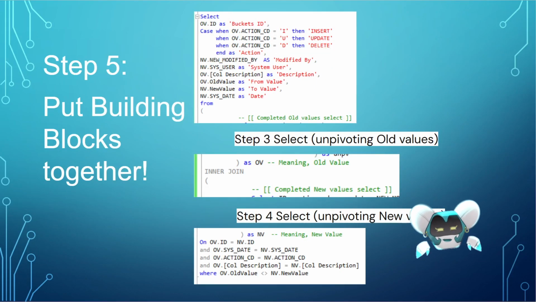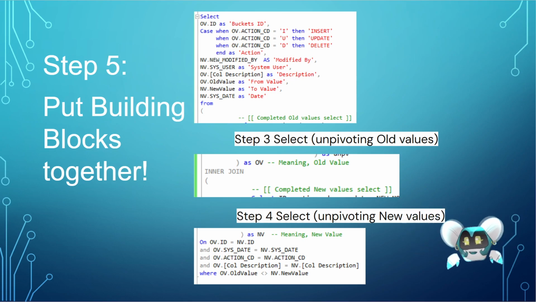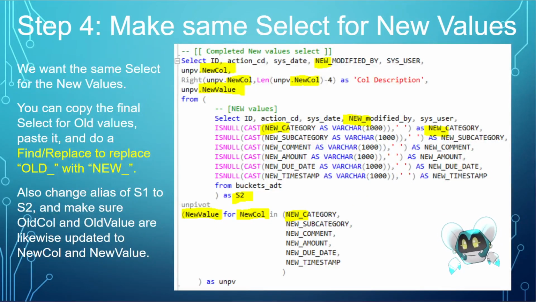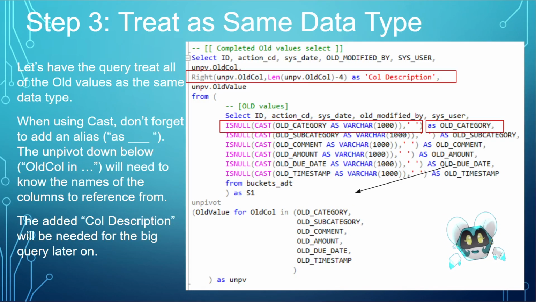Step 5 is putting all of your building blocks together. And yeah, there isn't really too much going on here. We just use a case when to change our action code, the IUD, to insert, update, delete. And also on a previous slide, we had created a column description. So that column description is what we're going to use to better join the old versus new subqueries.